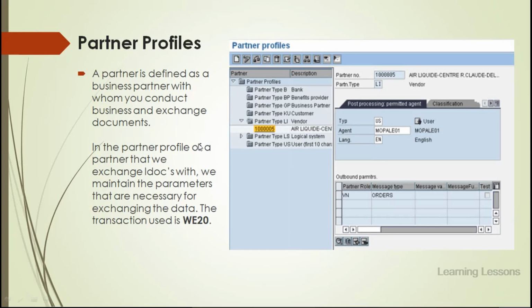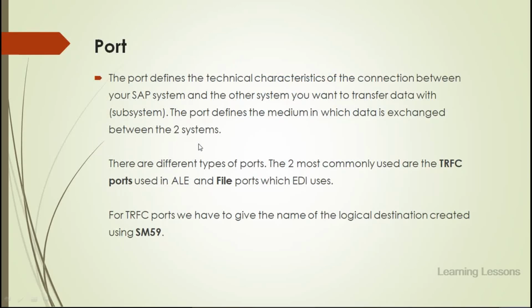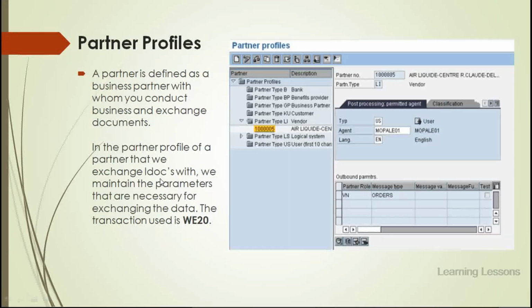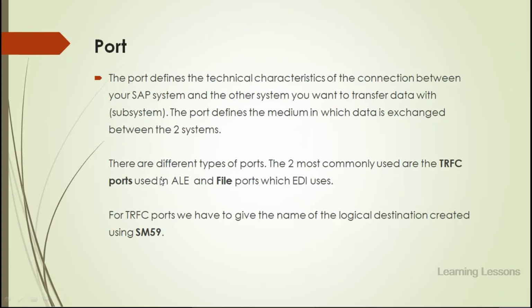Next, we have to create the ports. This is called transaction WE21. In this transaction, we have to create a port. We have a number of ports: tRFC ports, transactional RFC ports, and file ports. We are sending data in file to file cases. Transactional RFC means it will transfer the data over the internet, not in file format, through XML or a different format. File means it will create the file in SAP, and we transfer the file, and they will decode it. That is a different process.